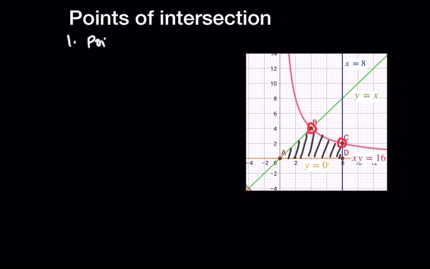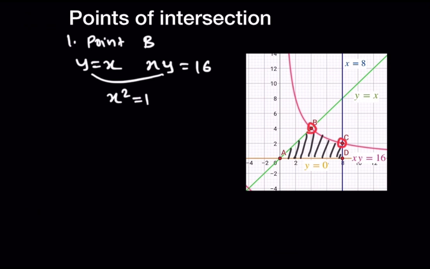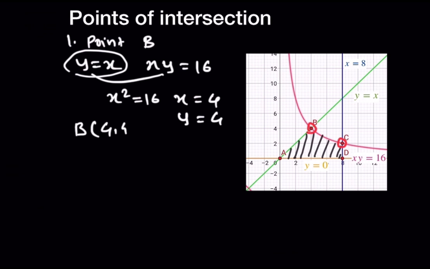For point B, solve equations y equals x and xy equals 16. Substituting y equals x in the second equation, we get x squared equal to 16. Then taking the square root, we get x equals 4. As y equals x, y is also 4. Thus, point B is (4, 4).